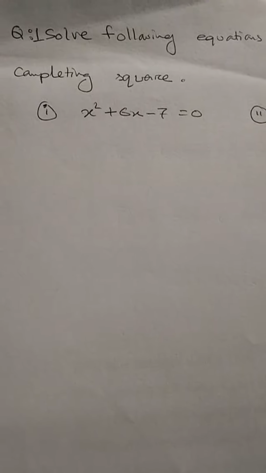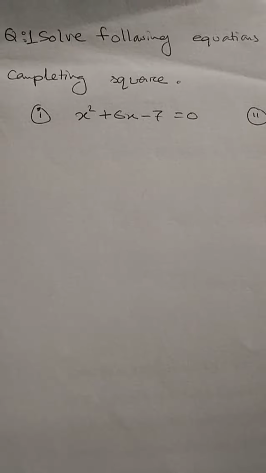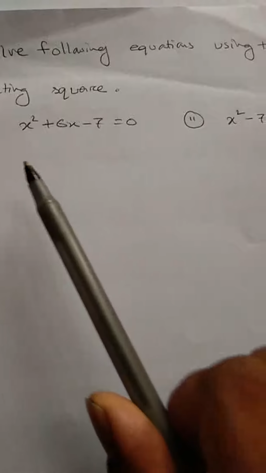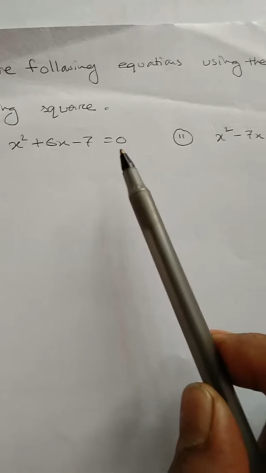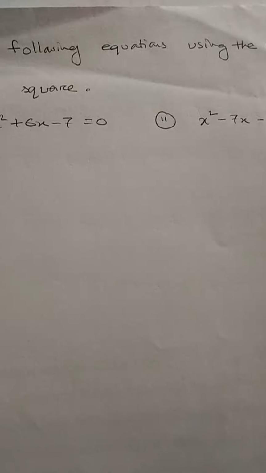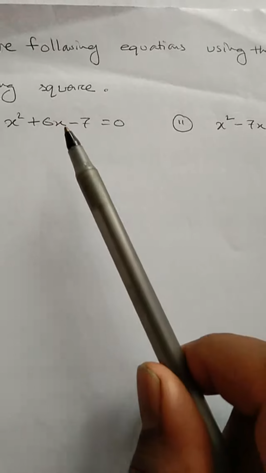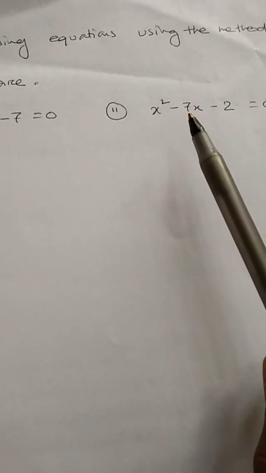Let us take some examples to use the completing the square method, by which we can solve these quadratic equations. Here we have taken two examples: x square plus 6x minus 7 equal to 0, and the next one is x square minus 7x minus 2 equal to 0. The difference between these two sums is, here with x we have 6, which is an even number, and here with x we have 7, which is an odd number. So let us see how to deal with both.